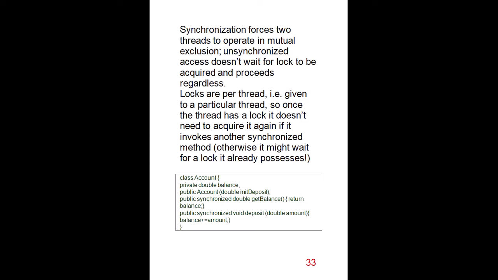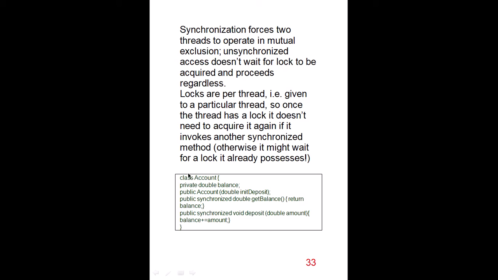So locks are per thread. They're given to a particular thread. Once a thread has a lock, it doesn't need to acquire it again if it invokes another synchronized method. Otherwise, it might have to wait for a lock it already possesses.